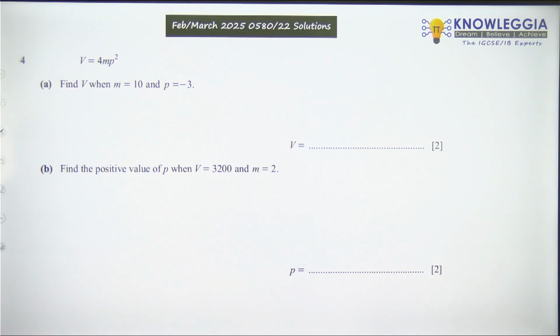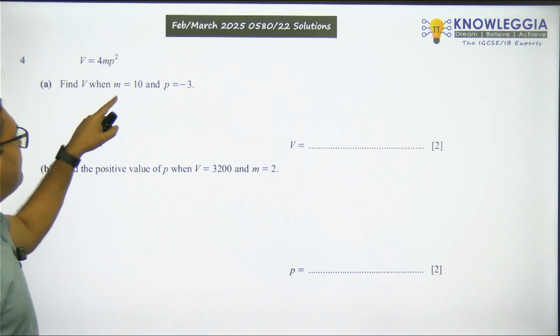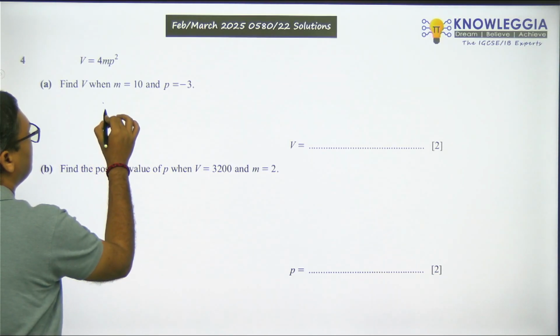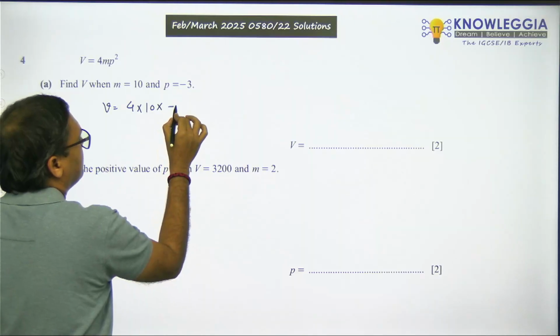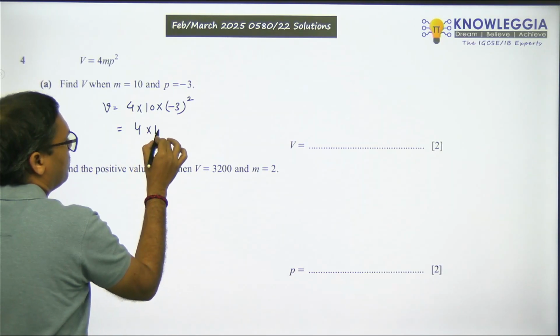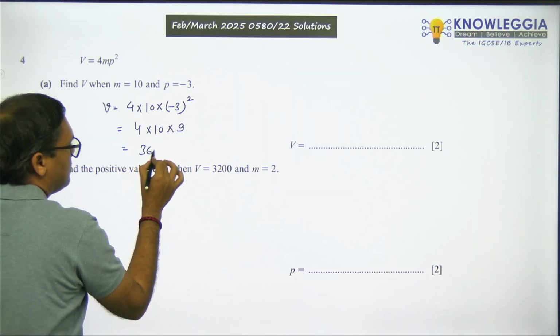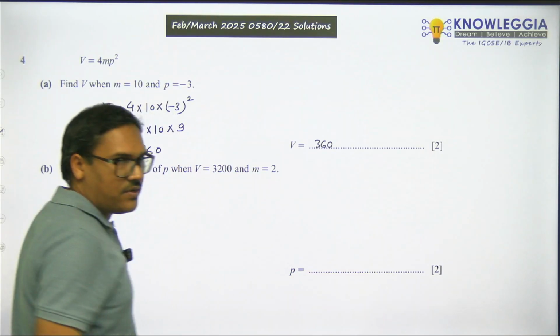Next, find v if v is equal to 4mp square, and find v when m is equal to 10 and p is equal to negative 3. So what is v? V will be equal to 4 into 10, and negative 3 square is 9. So this is 360. So what is the answer for this? This is 360.